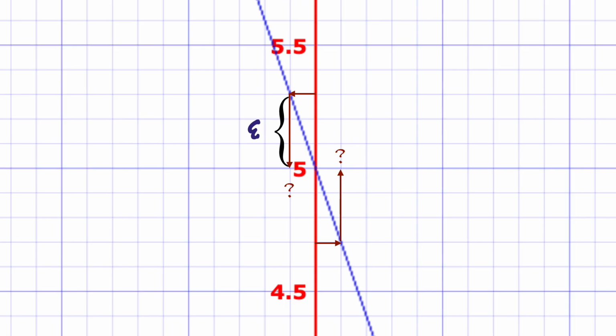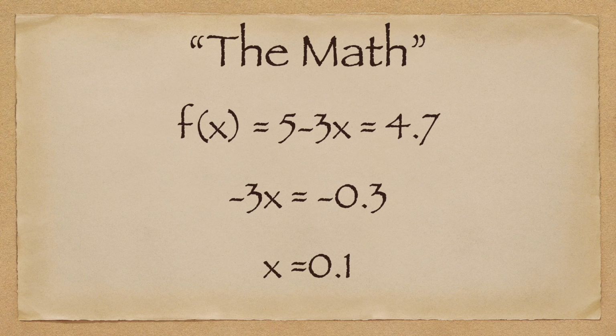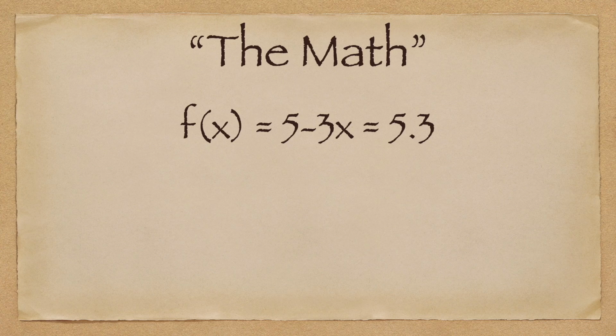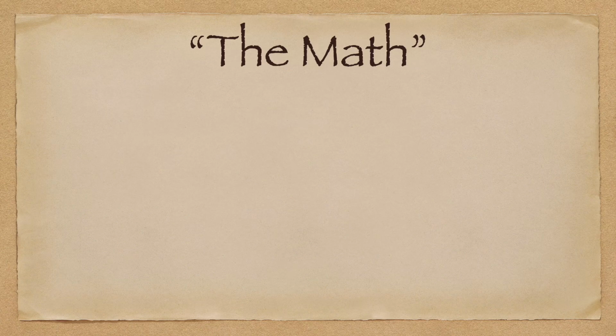Let's do the math. So we set the function equal to the y value and solve for x. So let's do the lower bounds, that's 4.7. We're going to subtract 5 from both sides and divide by -3. And so x would equal 0.1. And now we'll set the function equal to 5.3 and solve again. Subtract 5, divide by -3, and we get -0.1. So our x values are 0.1 and -0.1.